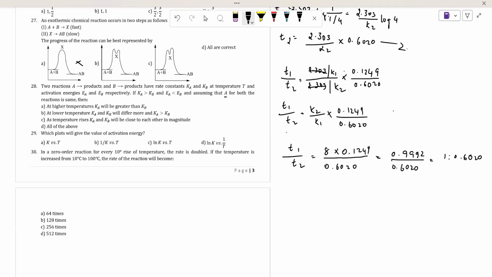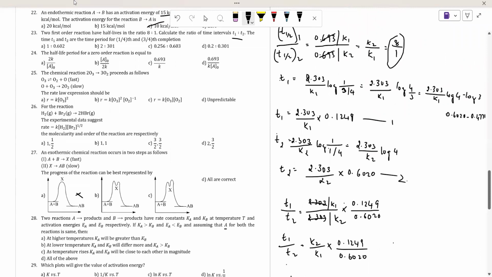Now let us see which option will be correct for this question. Which option is correct, students? Option A is correct. Now let us take up the next question, that is the 24th question. So what is the 24th question?